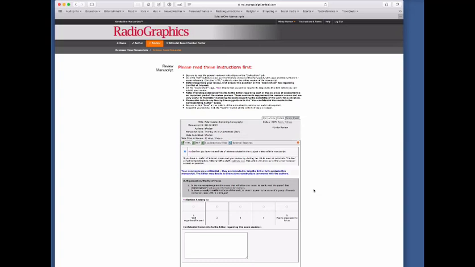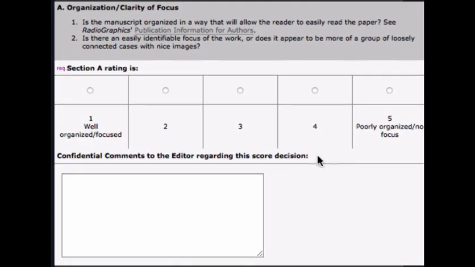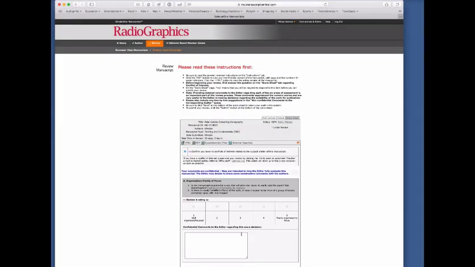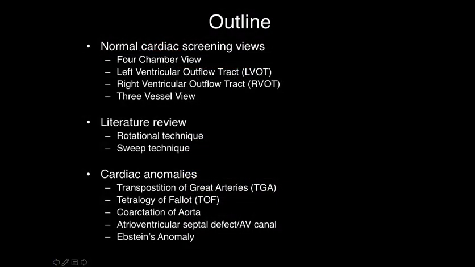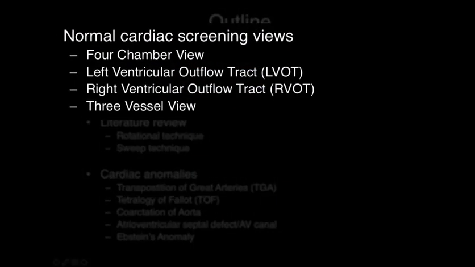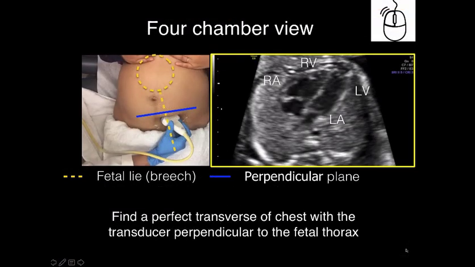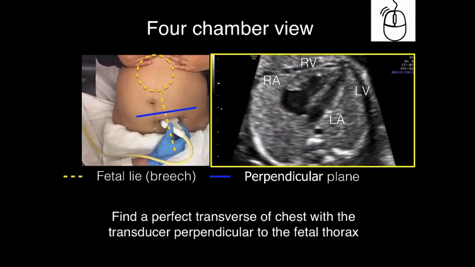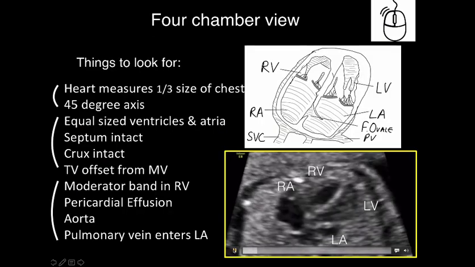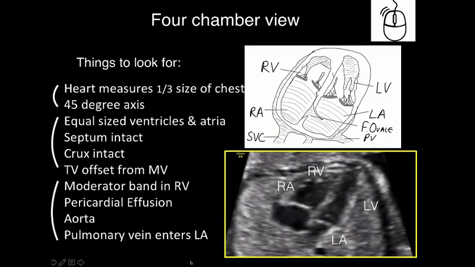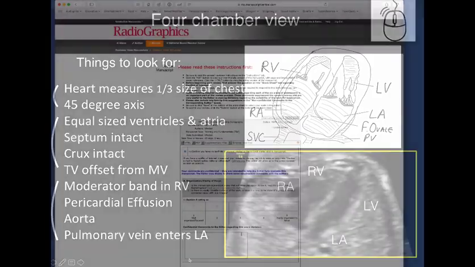Lastly, as in any RadioGraphics manuscript, the images must be of the highest quality with appropriate number and length of video clips. So, first we'll look at organization and clarity of focus. In this manuscript, the presentation is quite clear. Four specific fetal cardiac views are required and discussed, each with a photograph of the transducer on the maternal abdomen, a labeled still image, a description of the author's method for guiding the transducer, and then a video clip of the specific view you're trying to obtain.